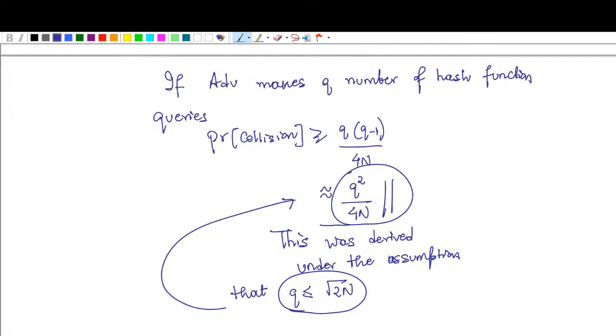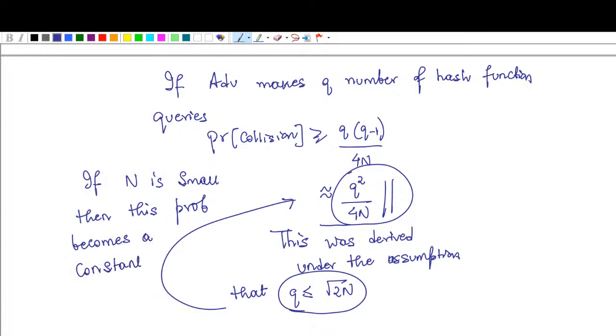And then this shows that if n is small, then this probability becomes a constant.